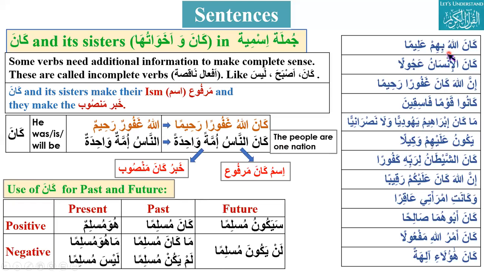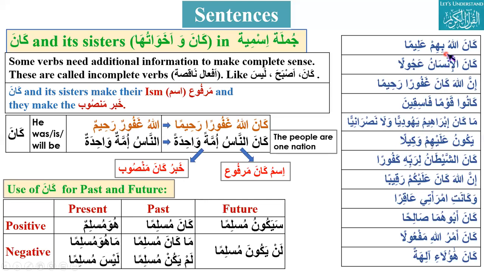Okay, this sentence. First, remove kana, just how it will be if there is no kana. So what will be the sentence here? Allahu bihim alimun. Yeah, the basic. Okay, alimun. So we put kana. So it is jumla ismiya.